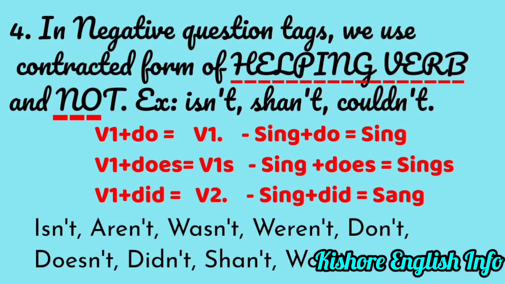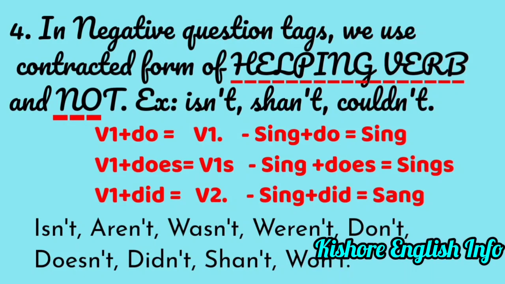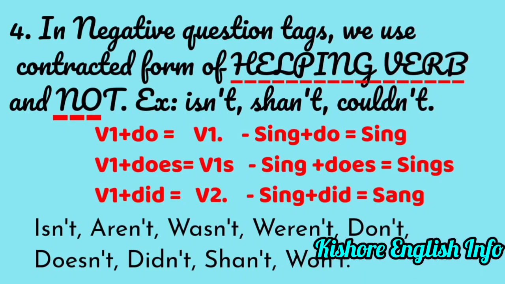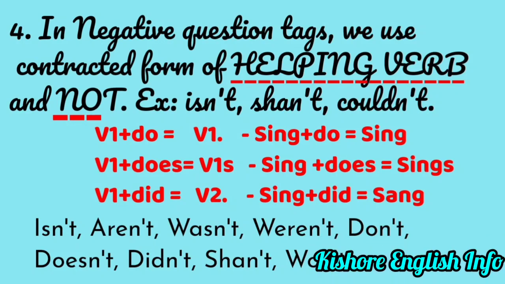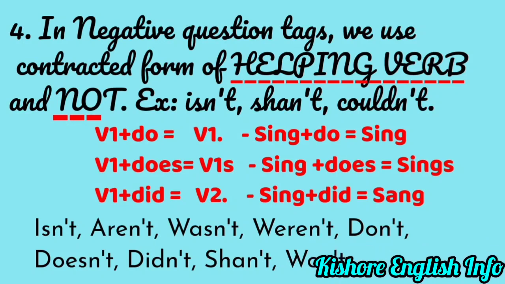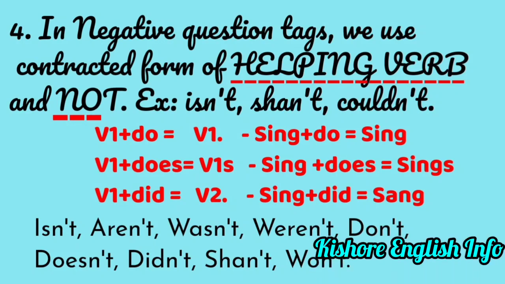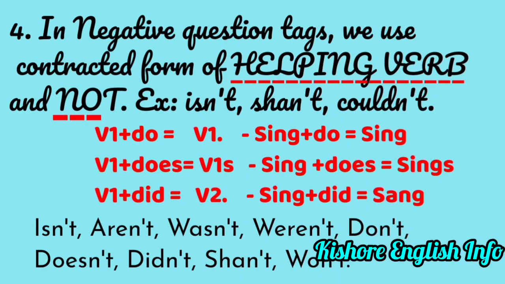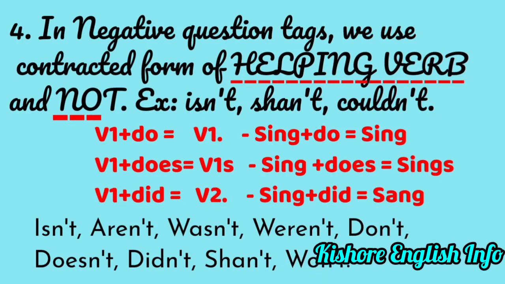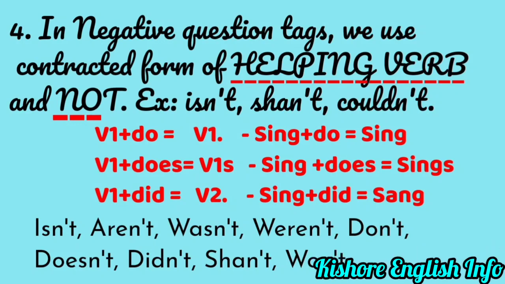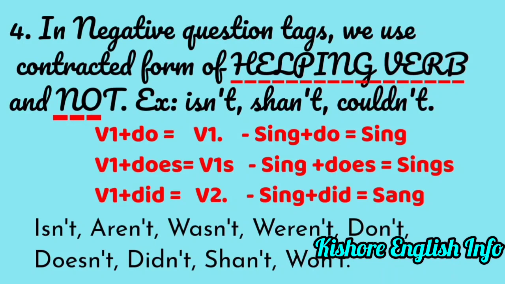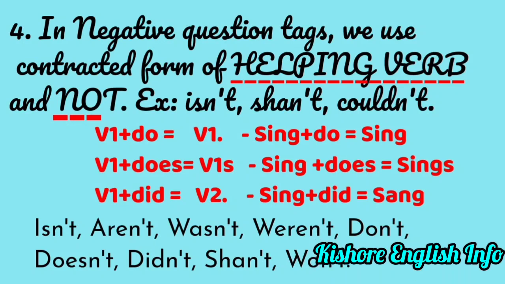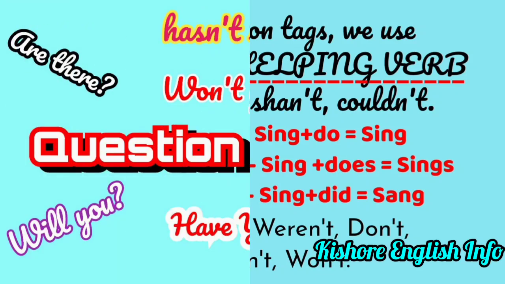Now, V1 plus does is equal to V1s. Sing plus does is equal to sings, which means sings already consists of the does form. V1 plus did is equal to V2. Sing plus did is equal to sang. So this is a structure that we use to find the helping verb from the main verbs. If helping verbs are already given, we take them as they are.